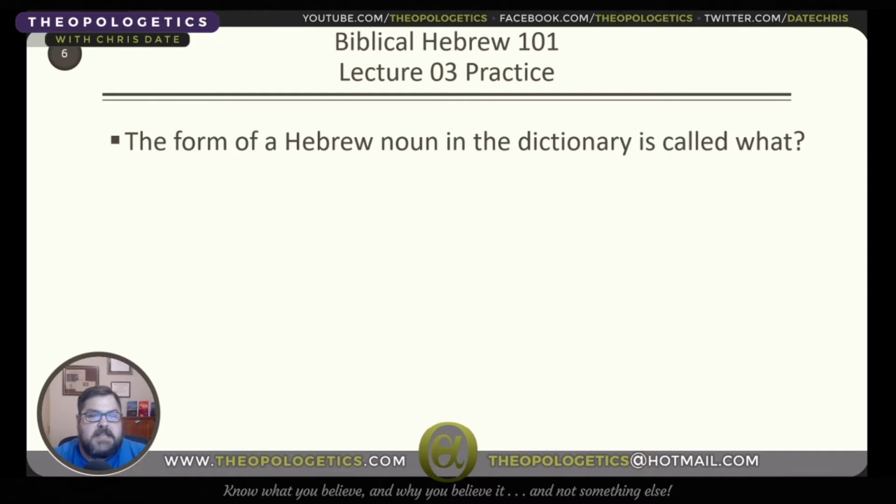All right, the form of a Hebrew noun as it appears in the dictionary is called what? Lexical form. And that's because a Hebrew dictionary is called a lexicon.